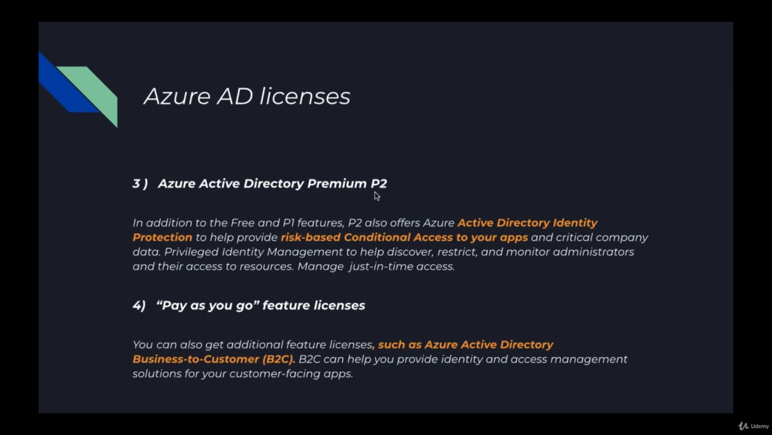When you upgrade to P2, automatically you get the features which were in Free and P1. And the last we can discuss is the pay-as-you-go license. In that case, you get additional features like Azure Active Directory business to consumer, or B2C, wherein you can manage various customer-facing apps, and all those features you will get in the case of pay as you go.